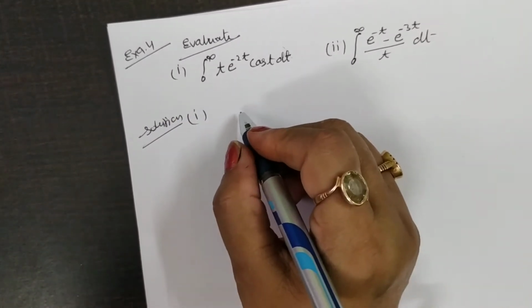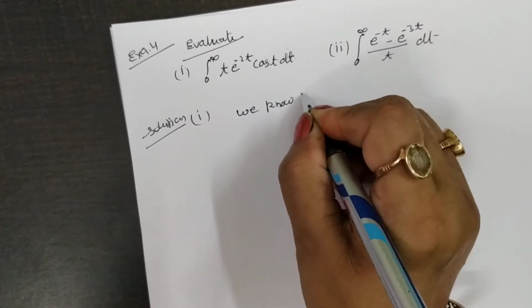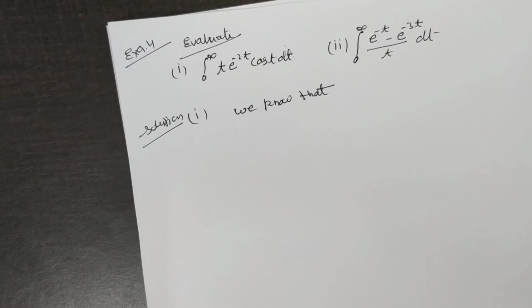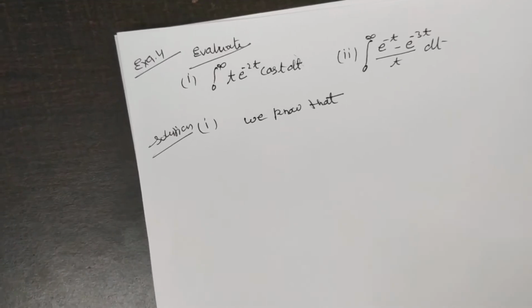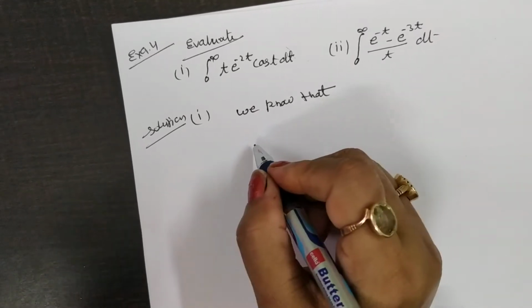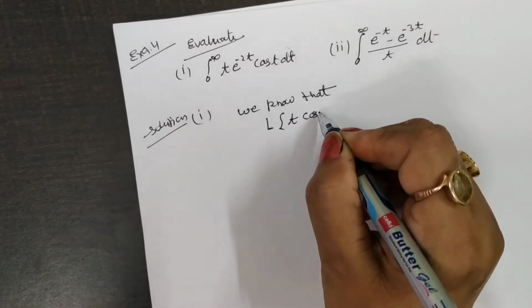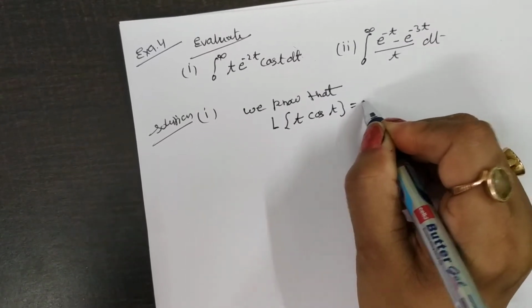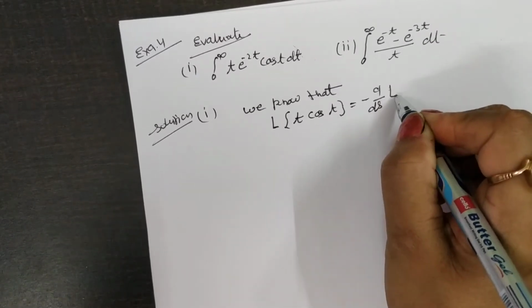According to the differentiation property, we know that the Laplace of t cos t is equal to minus d by ds of the Laplace of cos t.